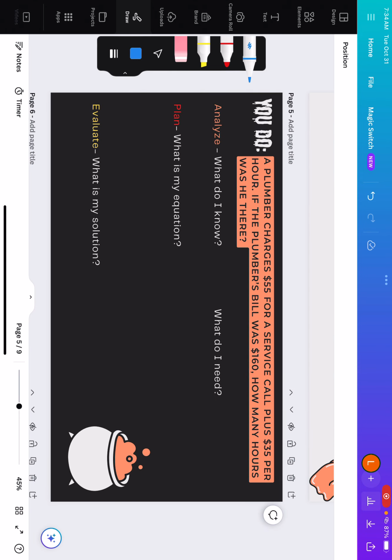So this first problem is a you-do problem. It says a plumber charges $55 for a service call plus $35 per hour. If the plumber's bill was $160, how many hours was he there? So how many hours was the plumber at the service call? That's what they want to know. Okay, that's your question.